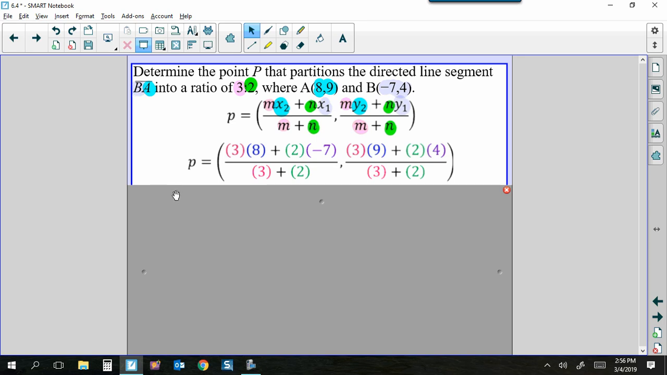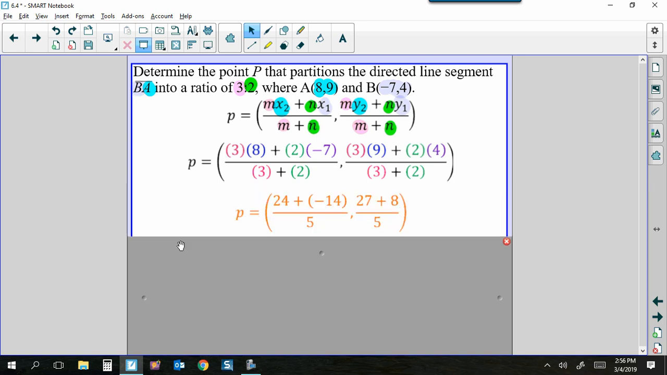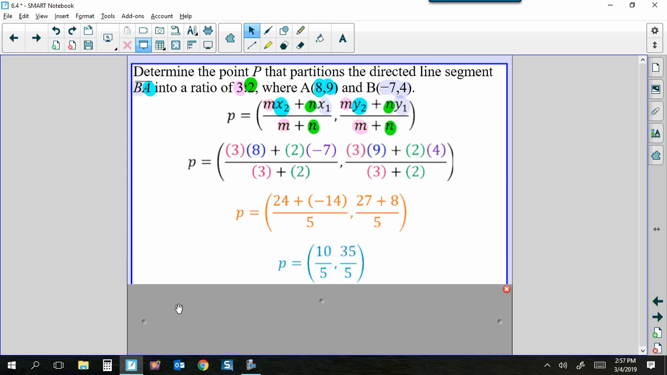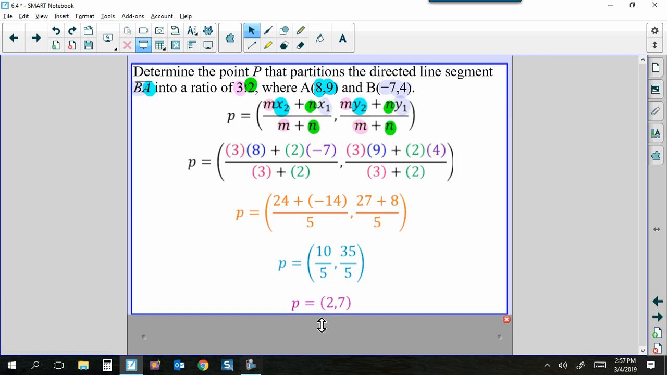3 times 8 is 24. Negative 7 times 2 is negative 14. 3 times 9 is 27. 2 times 4 is 8. On the bottom you have 3 plus 2 on both of them, which would give me 5. Next you are adding the numerators. So now you're just going to do division. 10 over 5 is 2, and 35 over 5 is 7. So the point that partitions BA into a 3-to-2 ratio would be 2, 7.